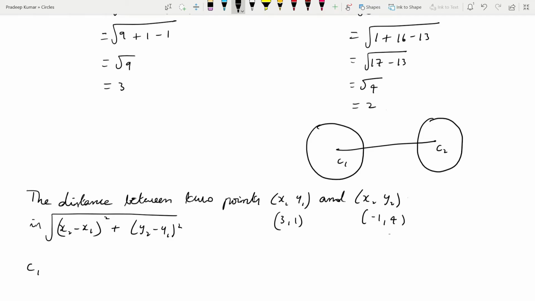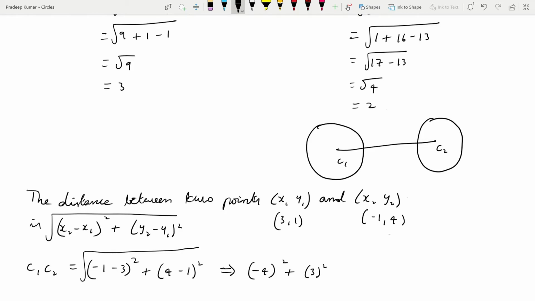So I can write c1 c2 equal to, so x2 is what? That is minus 1 and x1 is 3, but as there is a minus sign, we are just taking minus. So this is whole square plus y2 is 4 and y1 is 1, so this is whole square under root. So let's solve this further. I'll be getting minus 1 minus 3, which is minus 4 whole square, and 4 minus 1, which is 3 whole square, under root.